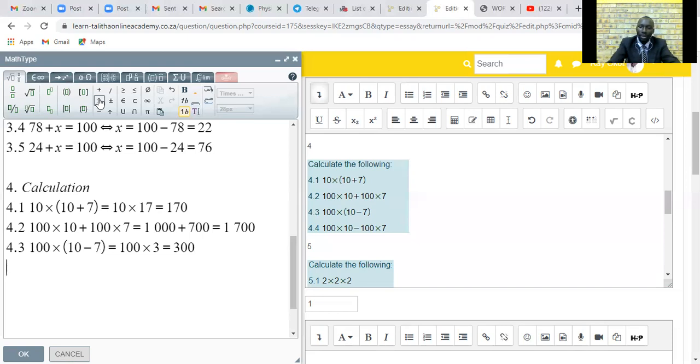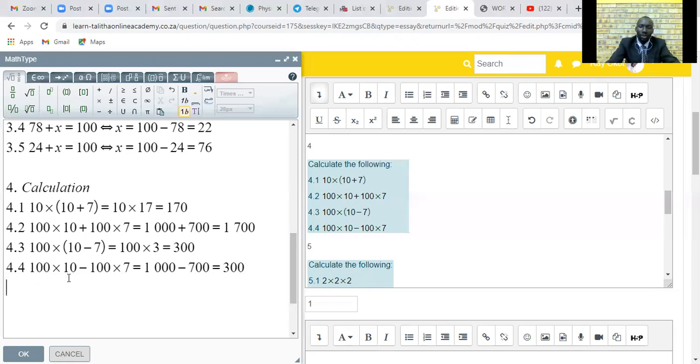Then in the next question, which is 4.4, what we have is 100 times 10 minus 100 times 7. Well, what is this going to give us? For 100 times 10, we get 1,000. And now from it we take away 100 times 7, which is 700. So this will give us a value of 300.